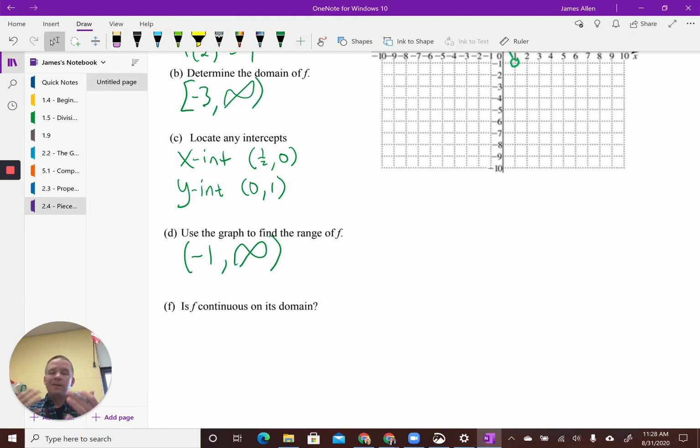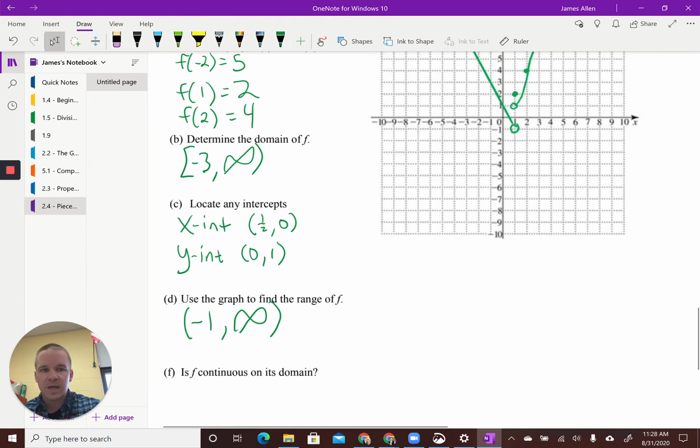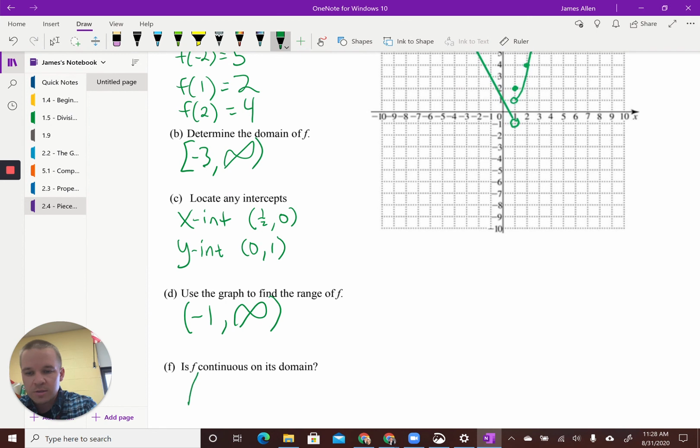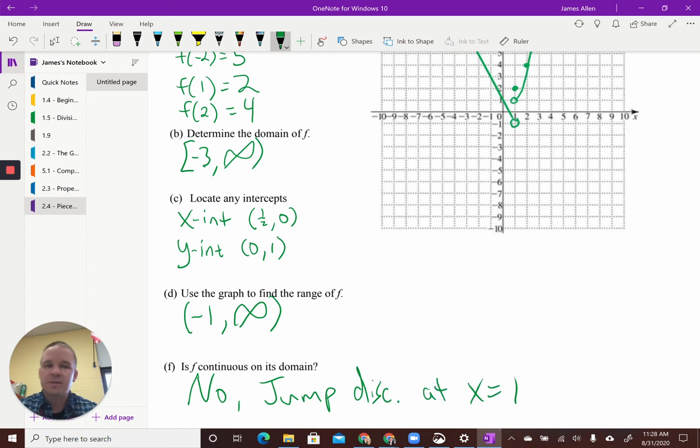Is this continuous? Once again, we have that jump discontinuity at x = 1. So it's not continuous on the domain. That is it for this one.